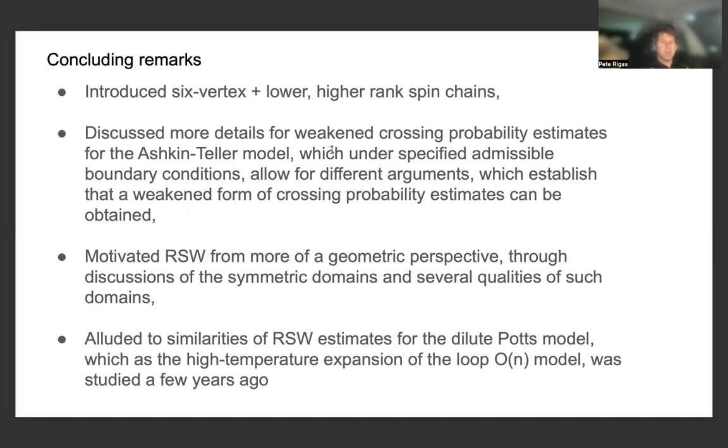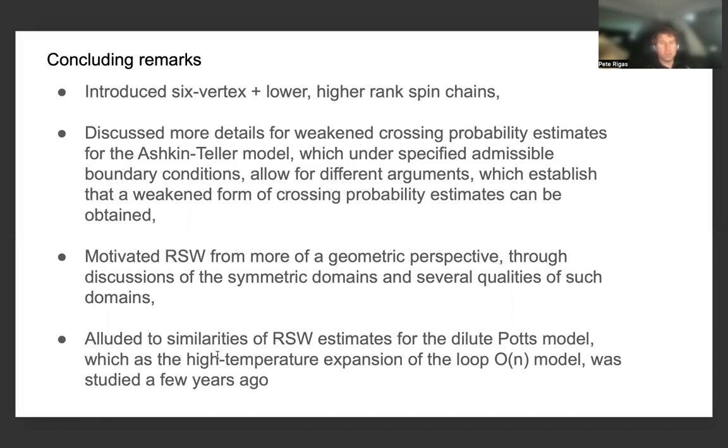And this is important because the fact that some crossing probability estimates hold for the Ashkin-Teller model holds under specified admissible boundary conditions, which, despite the fact that these allow for different types of arguments, still nevertheless help us carry over some types of notions, which is demonstrating the robustness of these type of Russo-Seymour-Welsh arguments. And we motivated RSW from more of a geometric perspective through discussions of the symmetric domains and several qualities of such domains, which is very much different from the previous perspective that was a more general overview of the weakened crossing probability estimates. And it also has consequences for the random geometry of, say, the 20 vertex model.